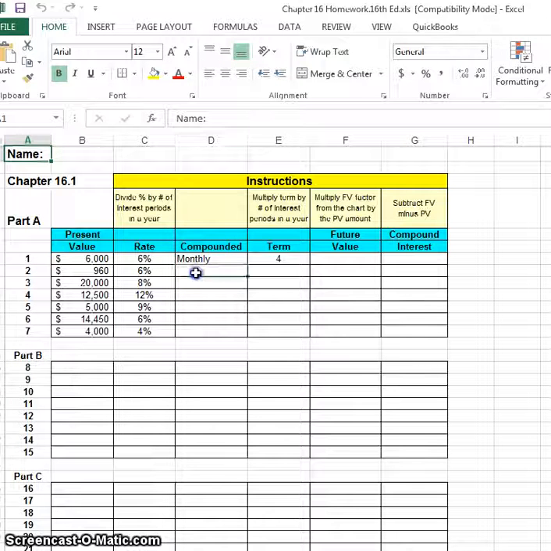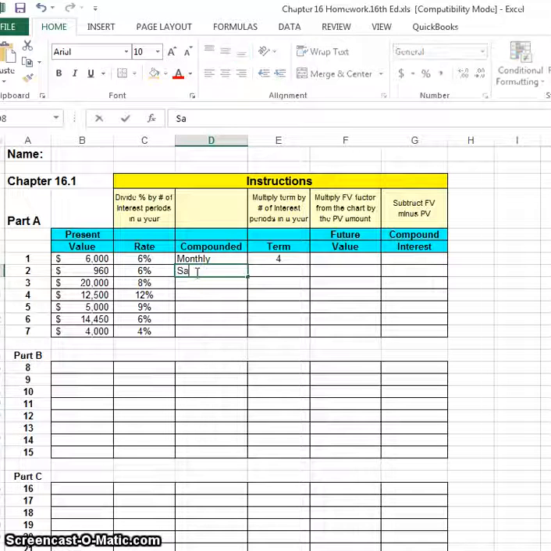And you should go down and continue typing in these compounding periods. I like to use abbreviations, just makes it a little bit faster. So semi-annually is twice a year, quarterly is 4 times a year, and annually it would just be once a year. So now I have 4 different types of compounding periods here on the spreadsheet.